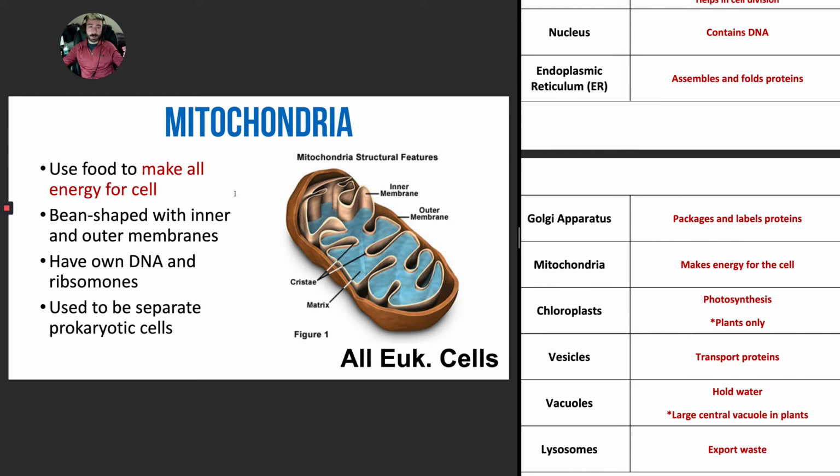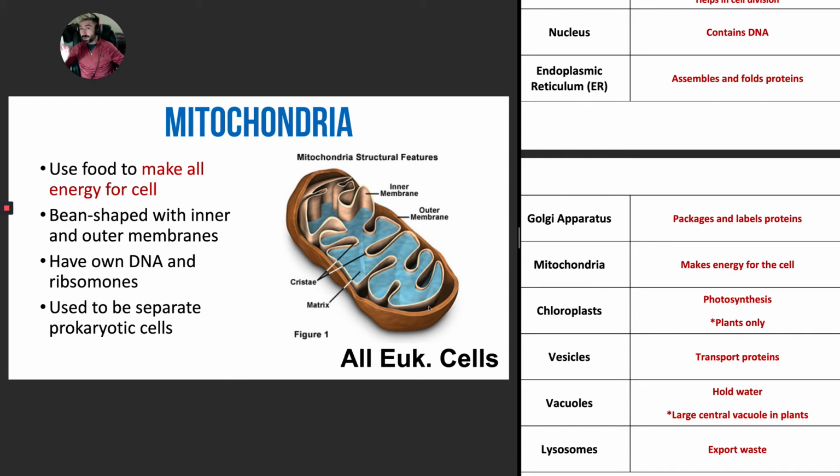energy for the cell. And so if you're a plant, well, you're not a plant, but plants make their own food, and then their mitochondria turn that food into energy. We ingest our food, we eat it, and then our cells use that food to make energy. So they convert it to chemical energy that our body can use. And it's this bean-shaped thing that has inner and outer membranes.